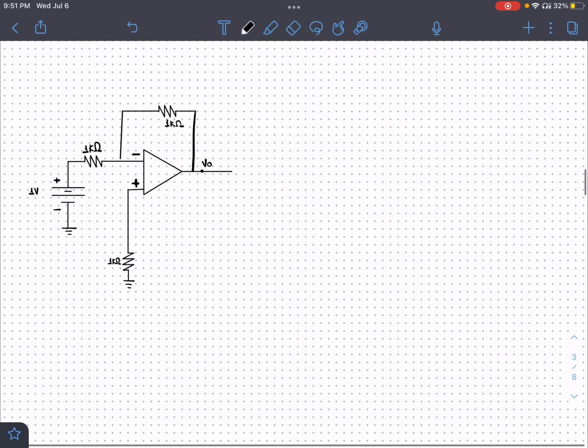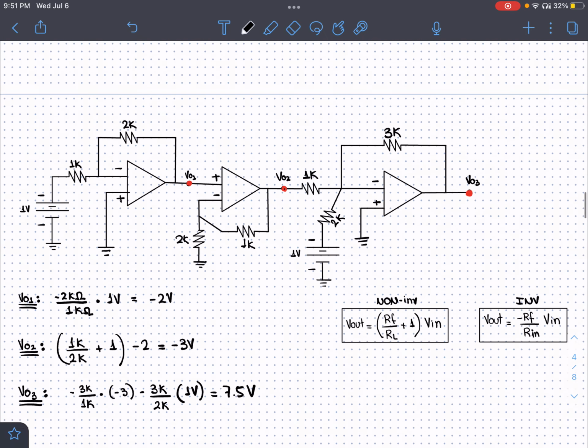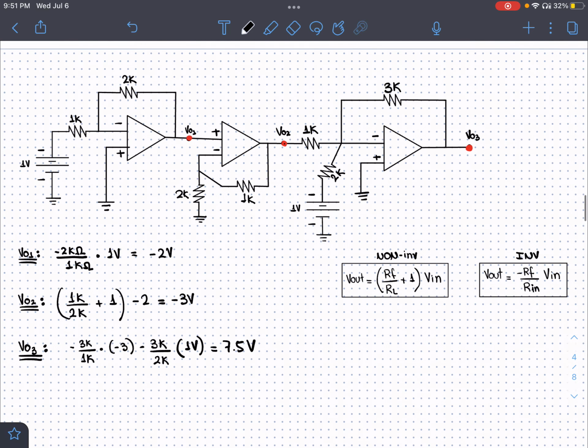Okay, now that we know how to identify which type of op-amp we're working with, we can solve something like this. Identifying the type of op-amp is the first step. So we are going to solve this one first, and we see that the voltage source is connected to the negative pin, therefore this is an inverting op-amp. So we're going to use this formula right here. This is the formula in action.